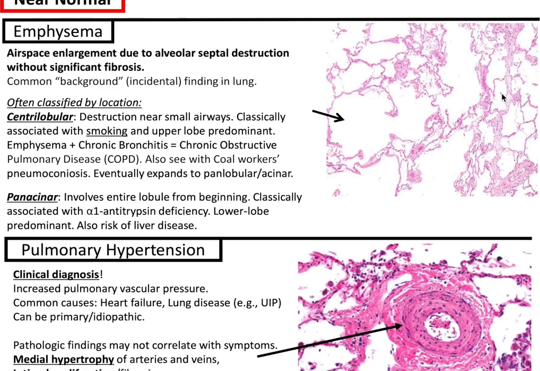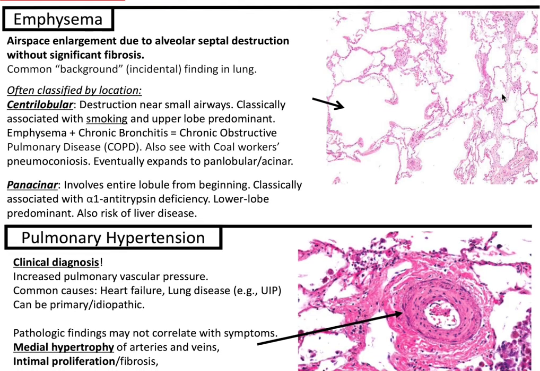Near normal, you can have emphysema, which is airspace enlargement due to alveolar septal destruction without significant fibrosis. It's a common background or incidental finding in lung and is often classified by location. Centrilobular is destruction near small airways, classically associated with smoking and upper lobe predominant.